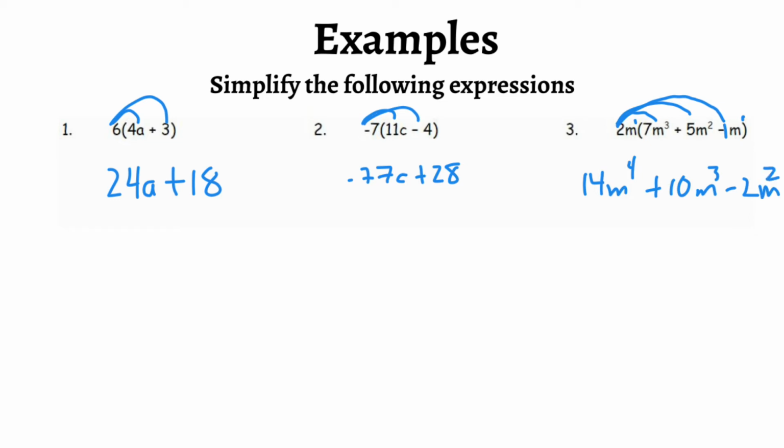Notice how none of these are like terms because this one's m to the 4th, m to the 3rd, and m to the 2nd, so we just leave this expression as is. So as you distribute, multiply the coefficients and add the exponents for the variables that are like terms. Let's try a few more examples.